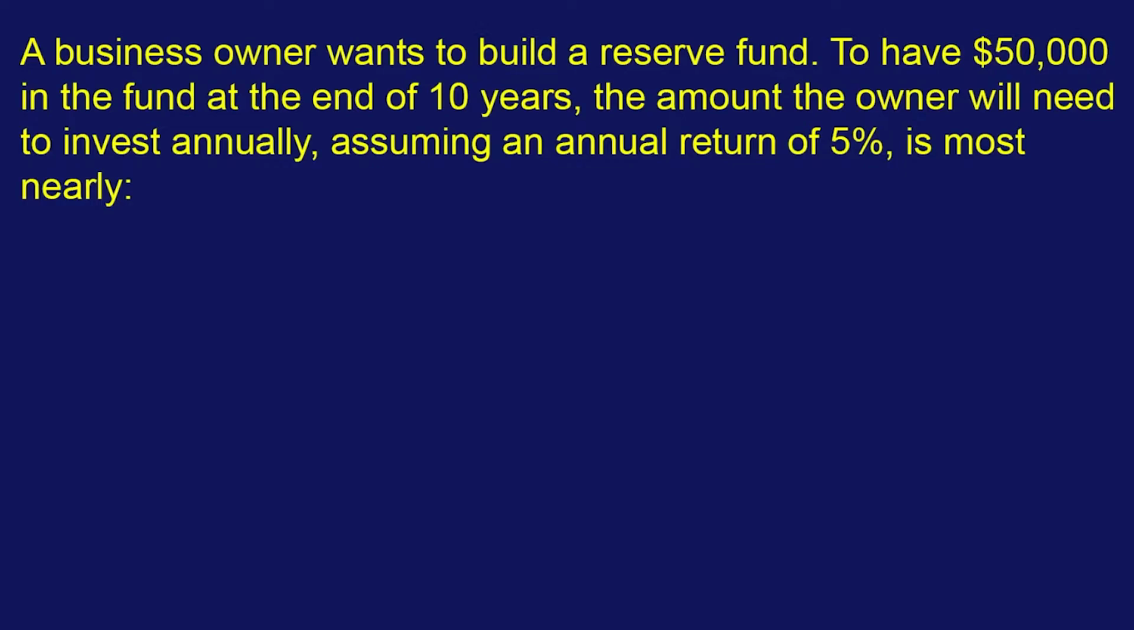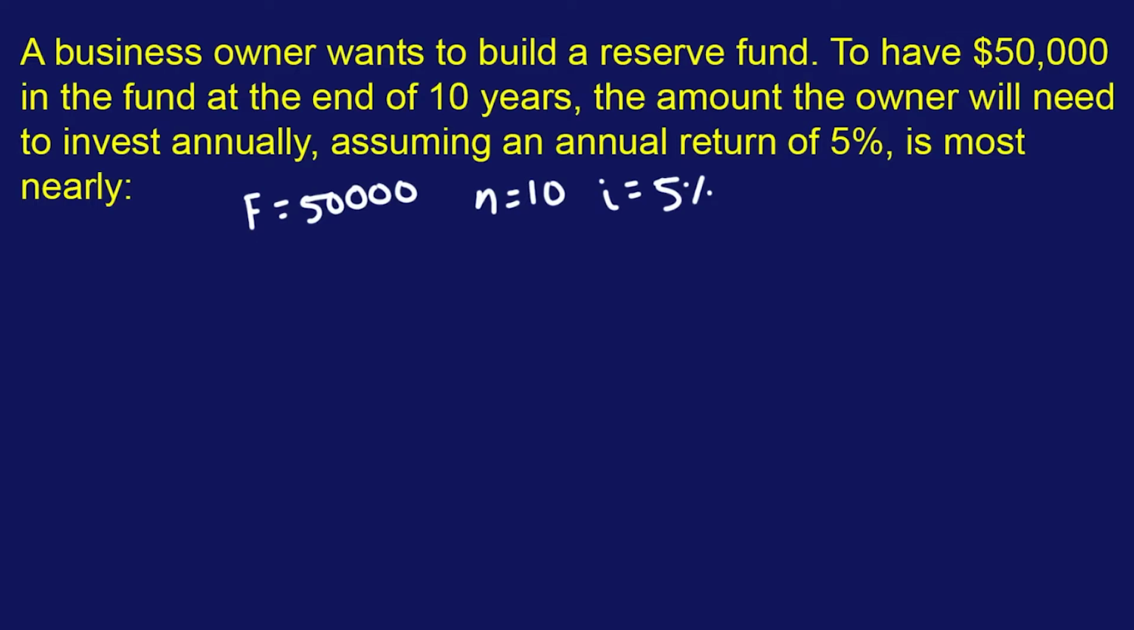Okay, we have the future value, which is 50,000. So let's define that as 50,000. And we know the number of years, which is n, 10 years. And we know the interest rate, which is 5% per year. The years, the n, are on the same basis as the interest rate, if that makes sense. It's on a per year basis. And that's pretty much it.